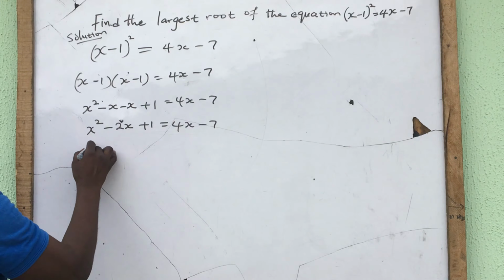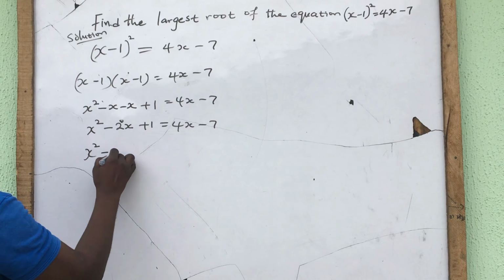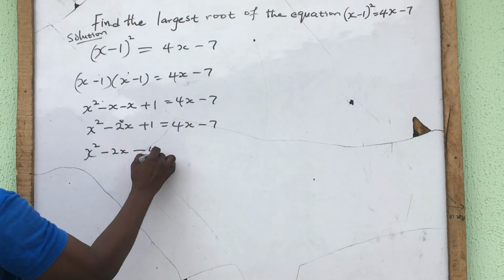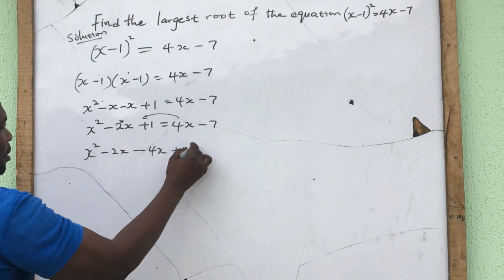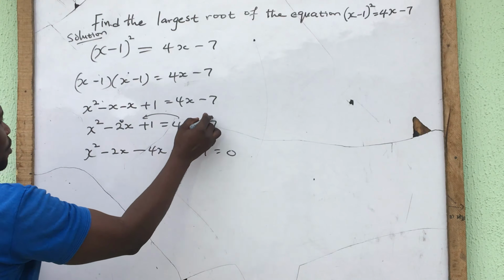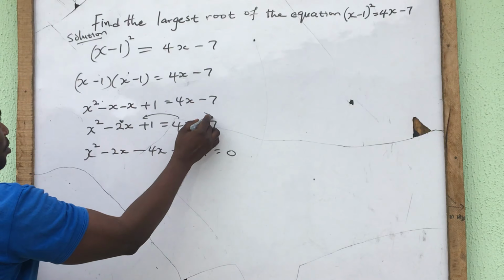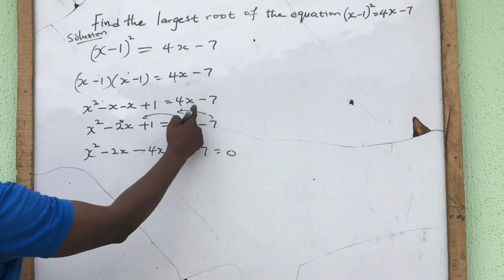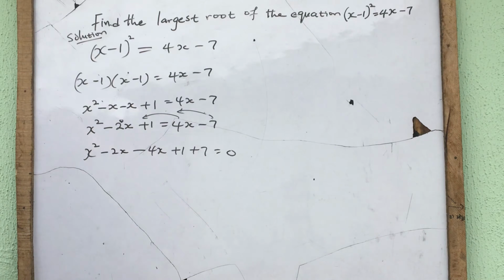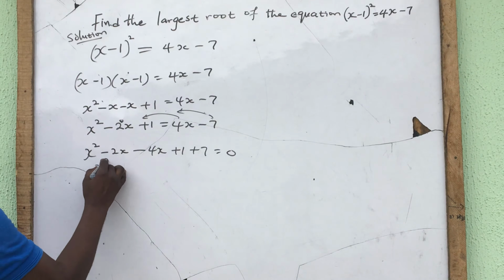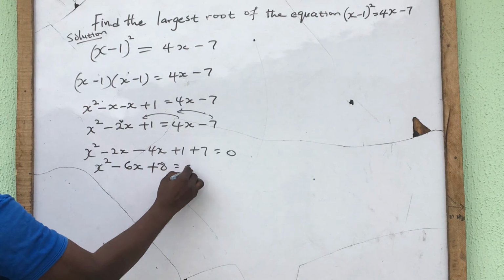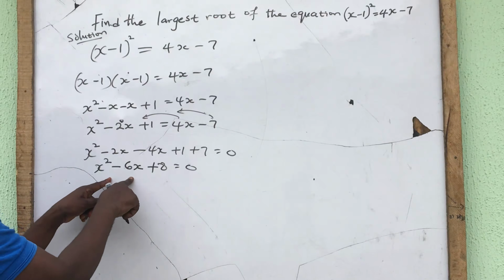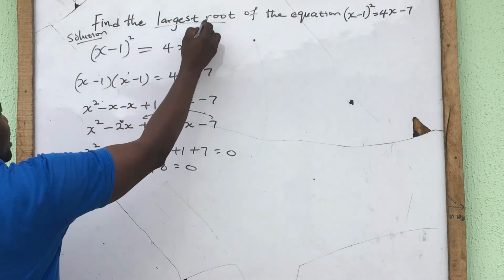So x squared minus 2x minus 4x when this one comes to this side, then plus 1 plus 7 equals 0 when this one also comes to this side as well. So with this we have x squared minus 6x plus 8 equal to 0. So this is the quadratic equation we want to solve now. We have to know the largest root.